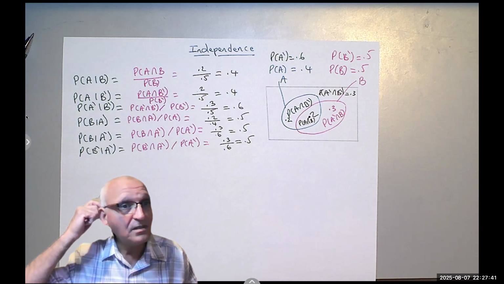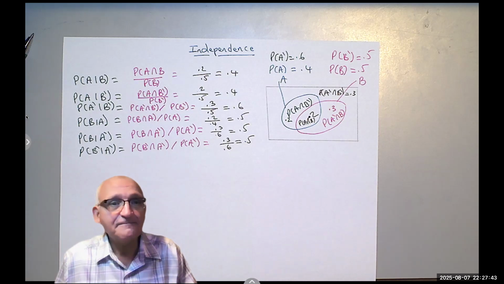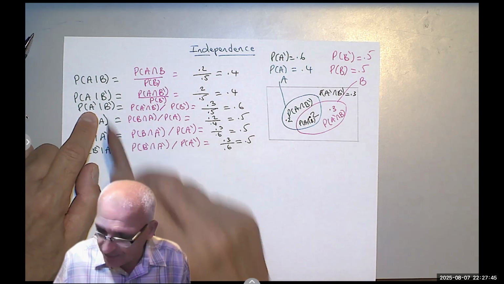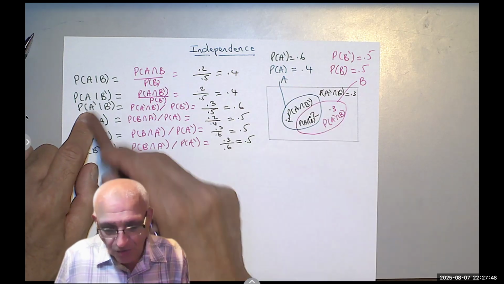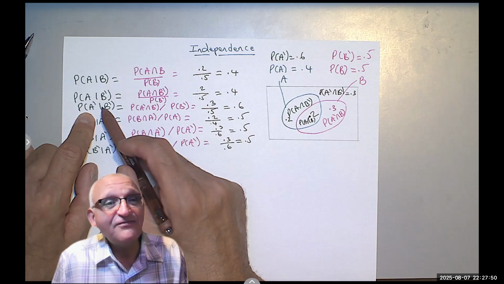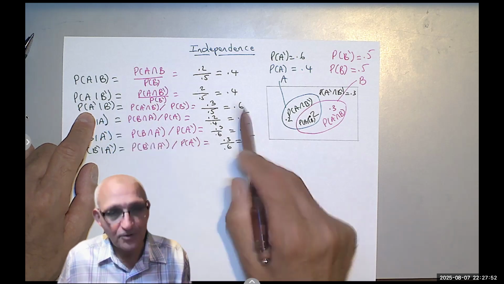Now, let's look at not A. What is the probability of not A? It is 0.6. So what is the probability of not A if you know that B did not occur? It's still 0.6.